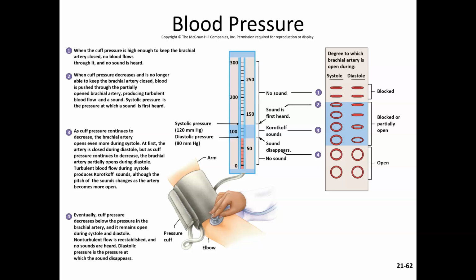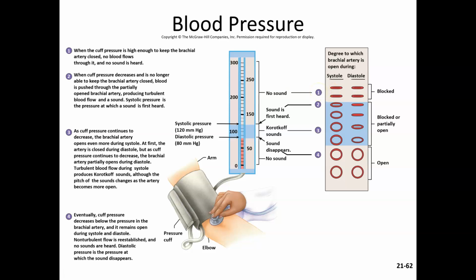This is going to involve wrapping a blood pressure cuff, which you see pictured here, connected to a sphygmomanometer, which is this illustrated portion here. And we place a stethoscope over the brachial artery. Once we have everything in place, we are going to create pressure within the cuff that is high enough to keep the brachial artery closed. So you can see at this point, the cuff is inflated and the brachial artery is collapsed and closed, and you will hear no sound at this point.